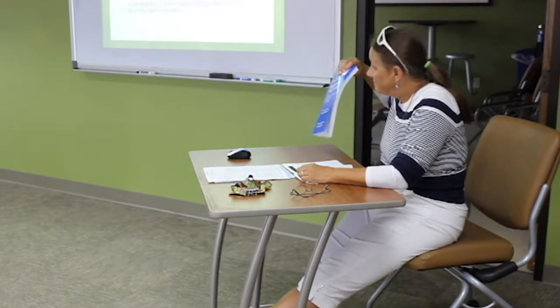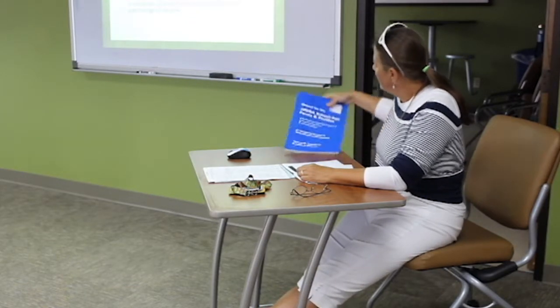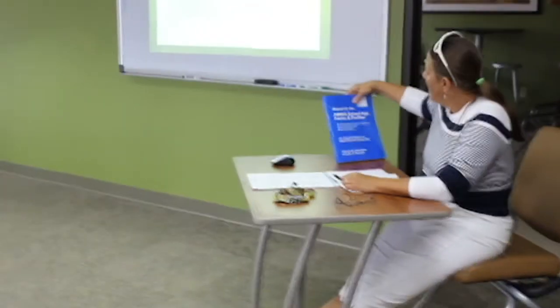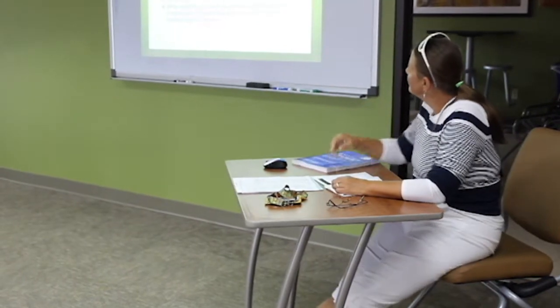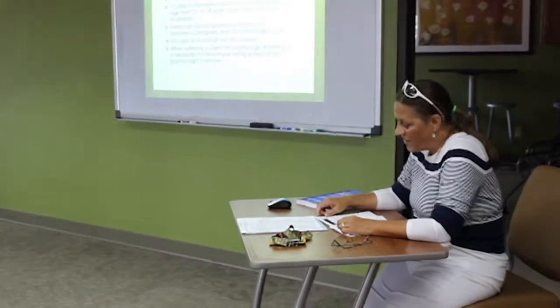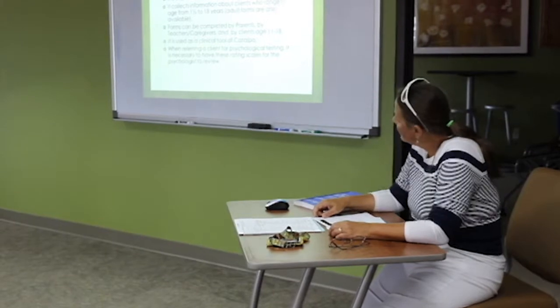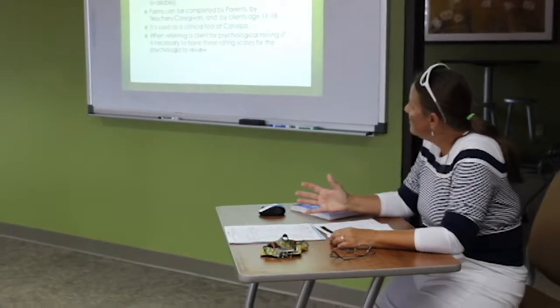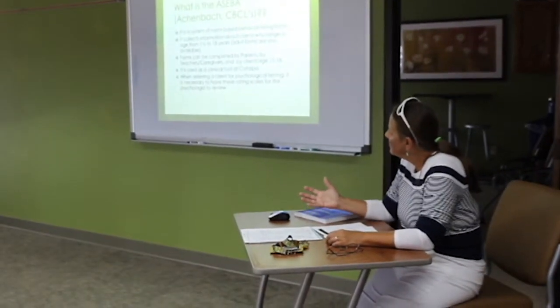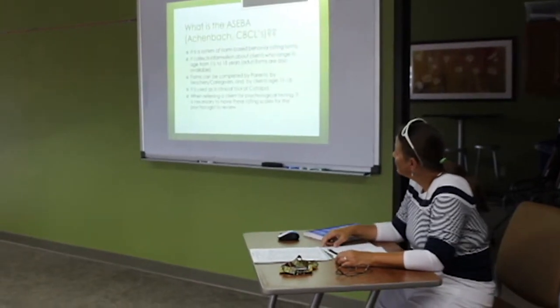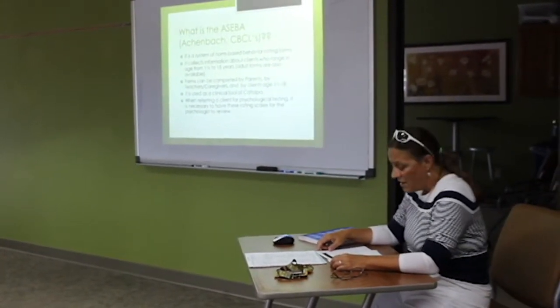All right. The Achenbachs, I've always called them Achenbachs. Some people call them CBCLs. Some people call them ASEBAs. So they go by different names. But the ASEBA is the Achenbach, right? And it is the Empirically Based Assessment. So that's why you'll see different terms. CBCL stands for Child Behavior Checklist. Any of those terms are fine.